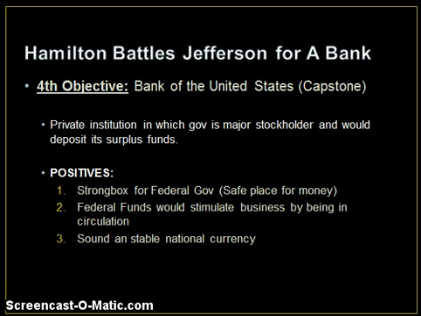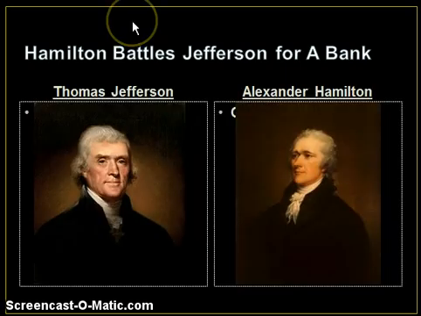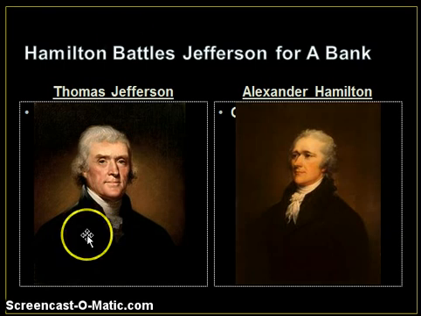Also, number two, federal funds would stimulate business by being in circulation. We know today more money in circulation is better for our economy. And three, it's going to create a sound and stable national currency. Remember, we didn't have one of those under the Articles of Confederation. Each state kind of had their own currency, which led to a lot of inflation and a lot of these interstate squabbles. This Bank of the United States is going to be extremely controversial, though, and we're going to see Thomas Jefferson butt heads with Alexander Hamilton on the issue: is it constitutional to create such a bank?